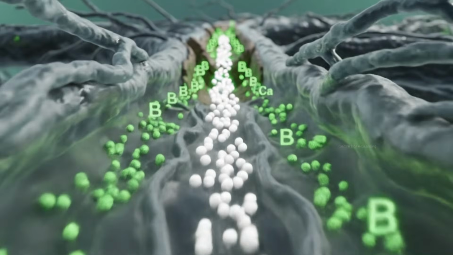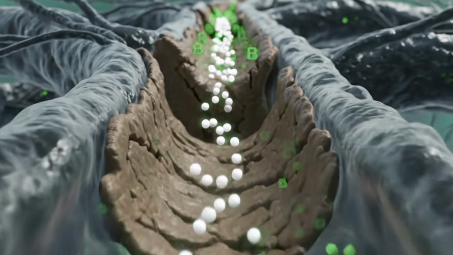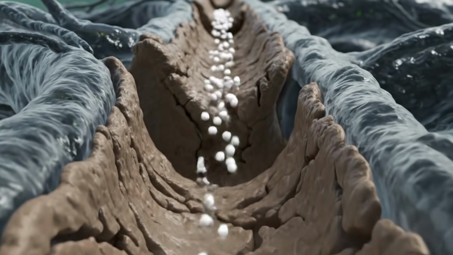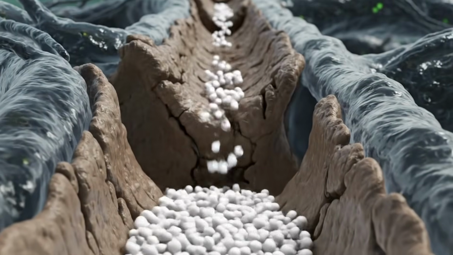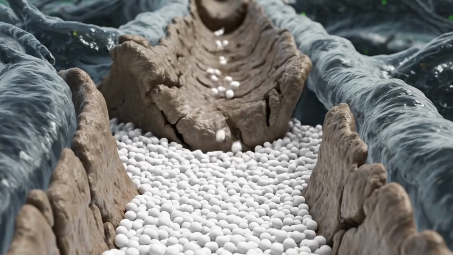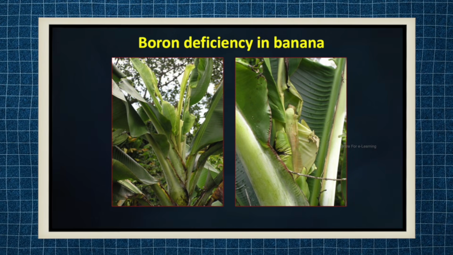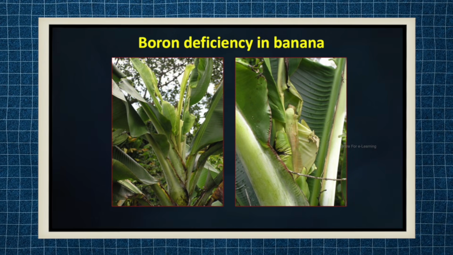Usually, boron deficiency and calcium deficiency, especially in banana, arecanut and others, may come together, because boron has a role in translocation of not only metabolites but also many of the elements. So if boron deficiency is there, especially for an immobile element like calcium, mobility is restricted. So boron-induced calcium deficiency is very common. So this is a typical symptom of boron deficiency in arecanut, and boron deficiency in rubber and banana.